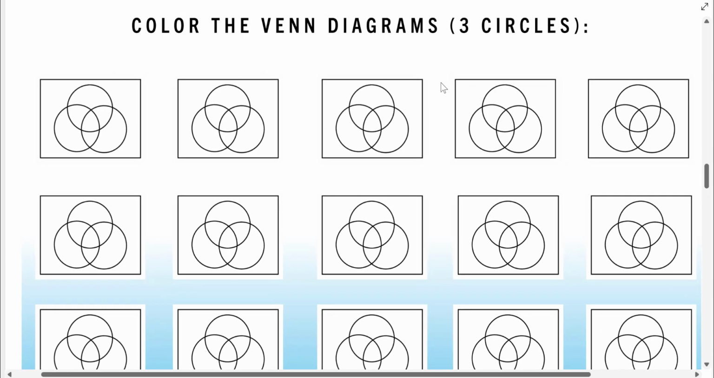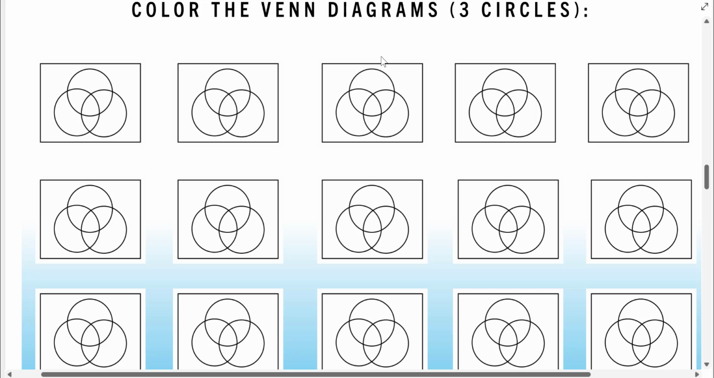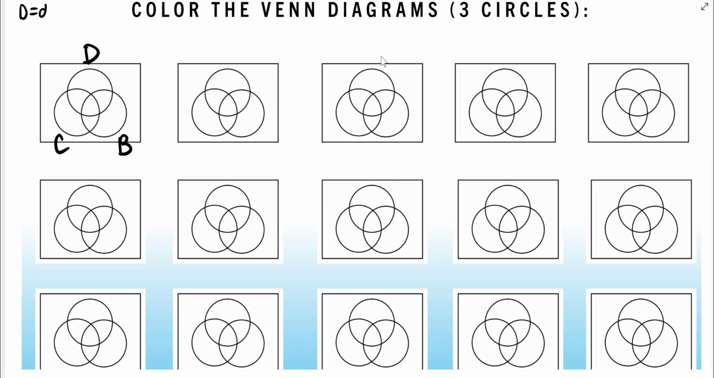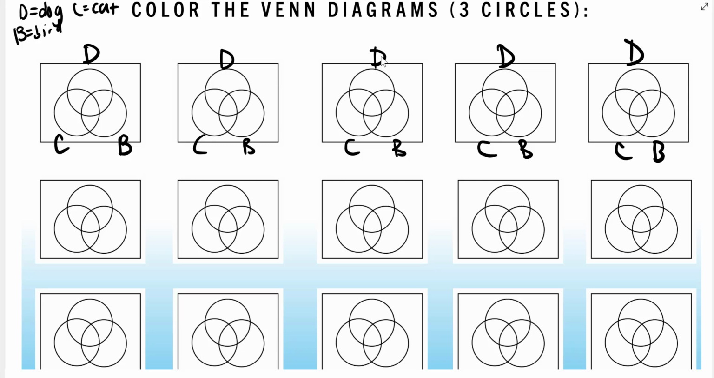Okay, so for the next Venn diagram, we're going to put D for dogs, C for cat, and B for bird. So D equals dog, C equals cat, and B equals bird. So if my question was, how many people have all 3? So all, that would be right in the middle.